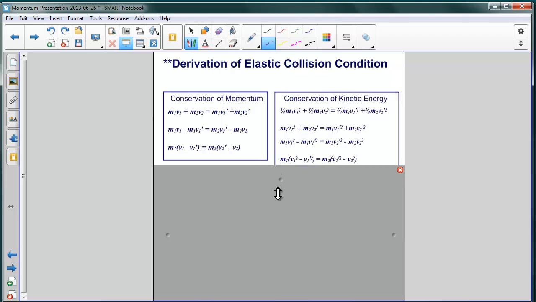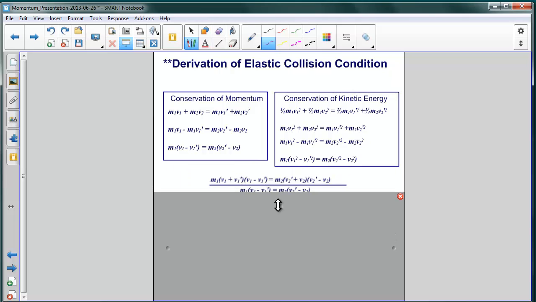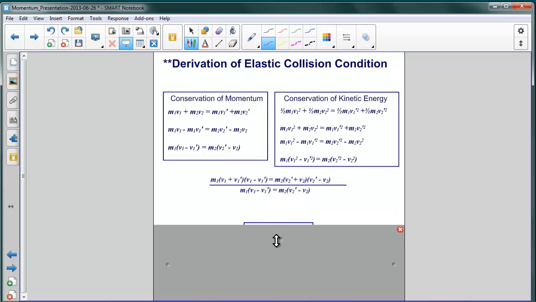And now what we can do is combine these. We take the kinetic energy expression and divide it by the conservation of momentum expression. And here's what we see. On the left-hand side, everything is multiplied by m1, both in the numerator and the denominator. And similarly on the right-hand side, everything is multiplied both in the denominator and numerator by m2.